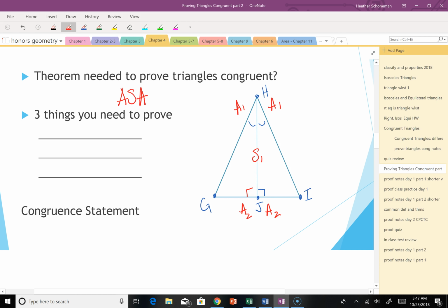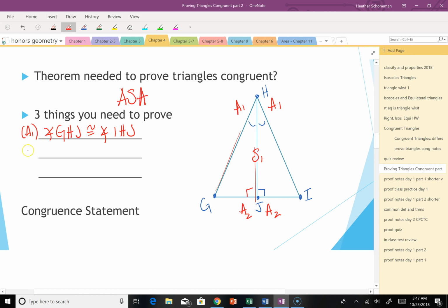Now we need to list the 3 things, and I don't care the order, but you need the 3 things so that we can keep track. The angles at the top. Okay, well the angles at the top, I can name an angle with 1 letter or 3. If I use 1 and just call it H, you don't know if I'm talking about the left or the right, so I have to use 3. So the first one is going to be angle GHJ, that's the one on the left, is congruent to the angle on the right, IHJ.